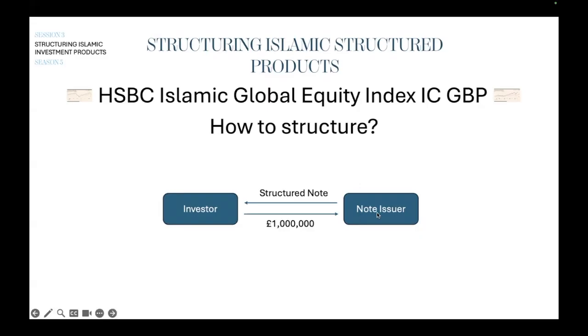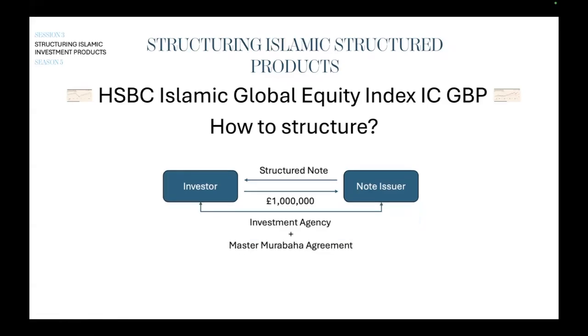Step number one, there will be a note issuer. Someone, even HSBC itself, can issue a note, a structured note, or another investment house can issue a note on HSBC Islamic Global Equity Index. That structured note would be sold to the investor for 1 million. That structured note would be structured around an investment agency and a master murabaha agreement.